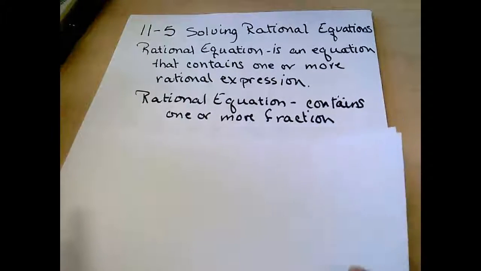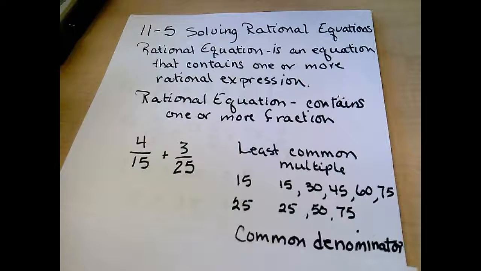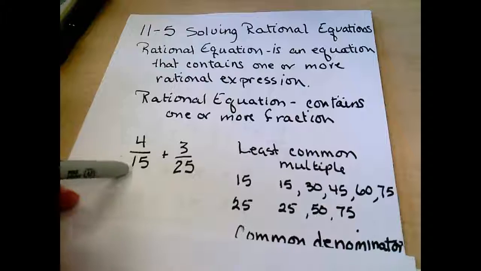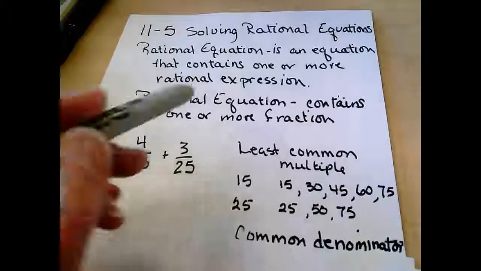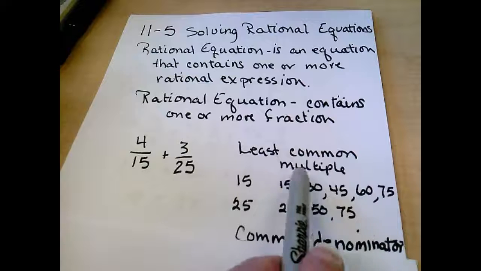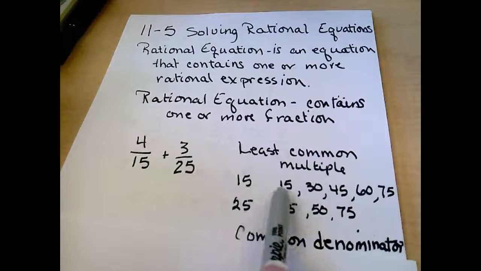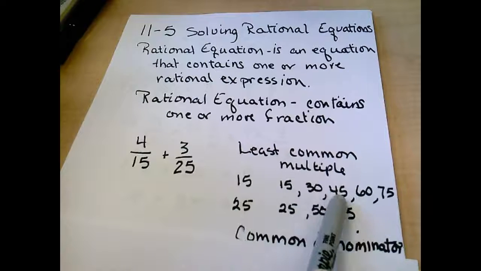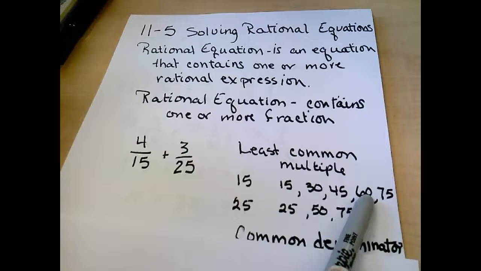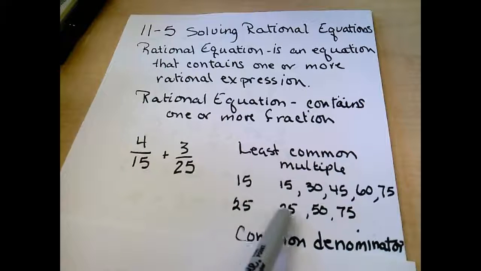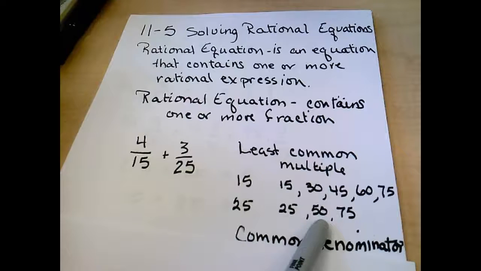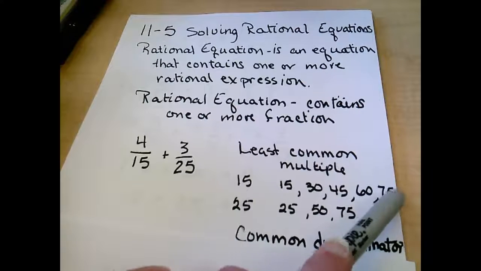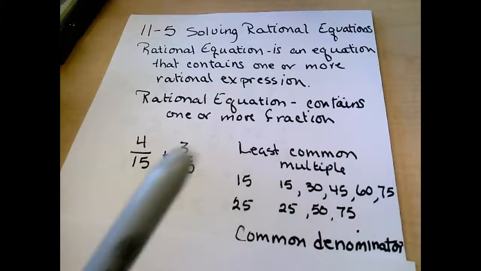So if we review fractions for a second, and we're talking about 4/15 and 3/25. If we look at 15 and 25 and find our least common multiple, 15 times 1 would be 15, 15 times 2 is 30, 15 times 3 is 45, 15 times 4 is 60, 15 times 5 is 75. If I look at my 25, 25 times 1, 25 times 2, and 25 times 3 is finally 75, where the least common multiple is the same.